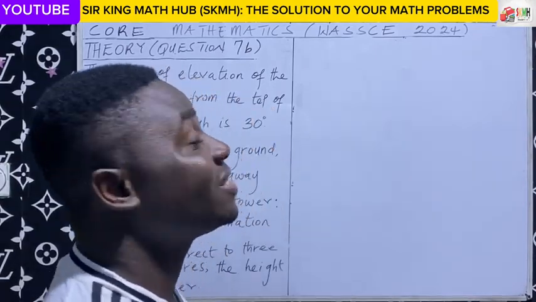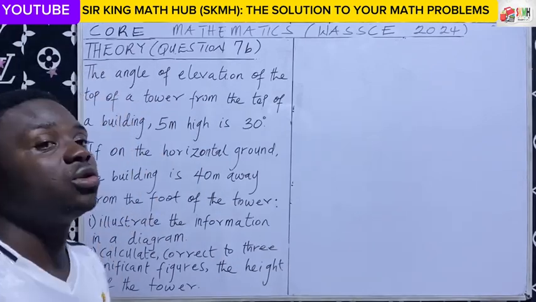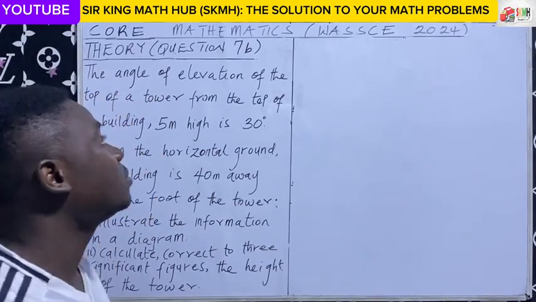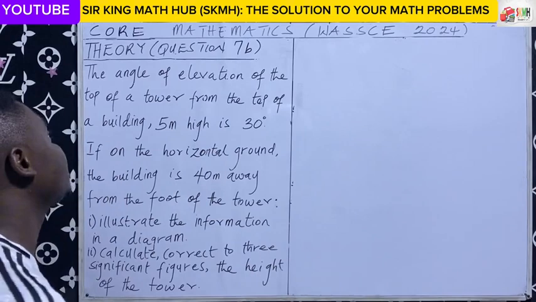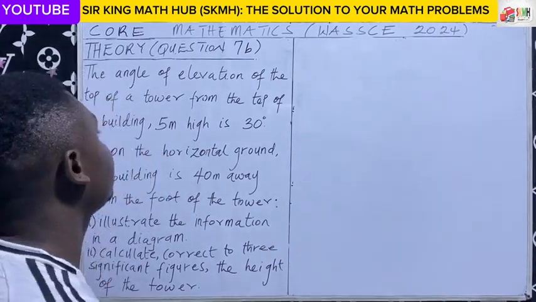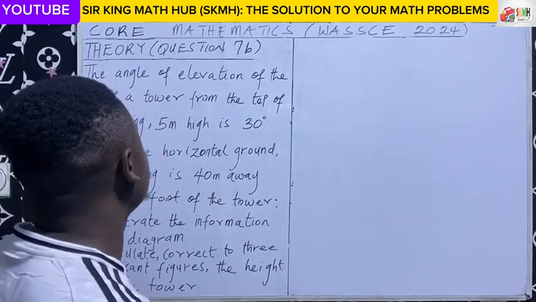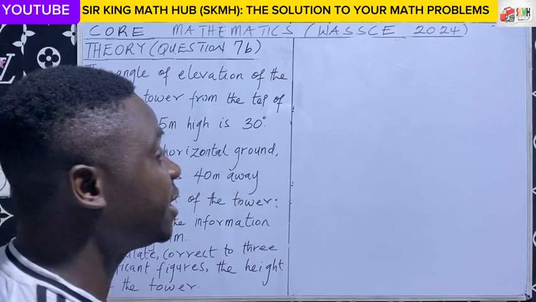We are still solving past questions on core mathematics, WASSCE 2024. Theory question 7b. I read, the angle of elevation of the top of a tower from the top of a building, which is 5 meters high, is 30 degrees. So we can represent the first information on the diagram.